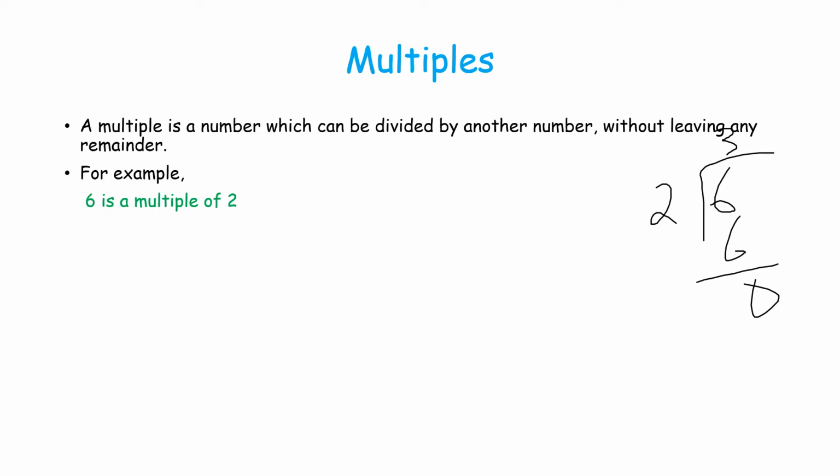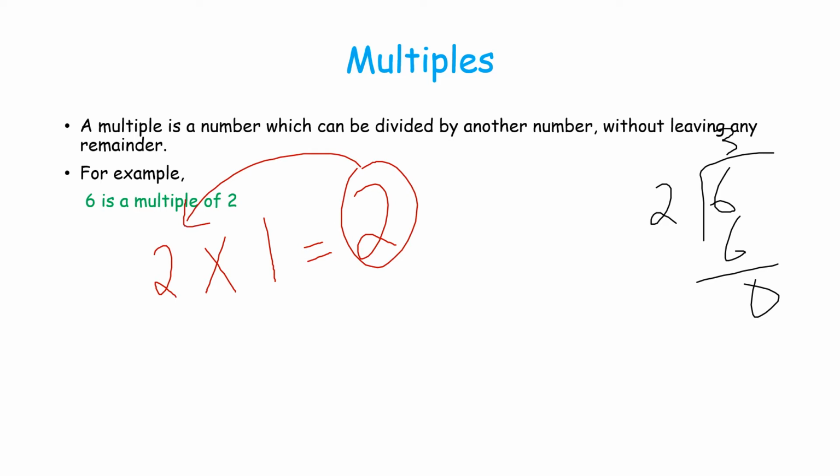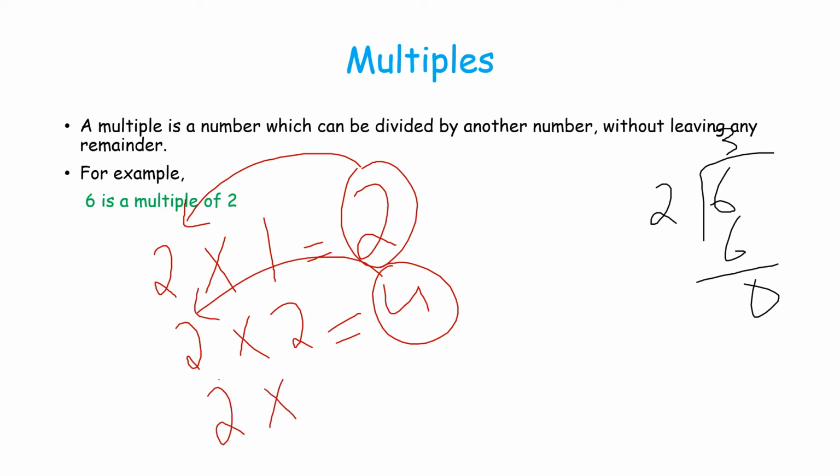When we have to write the multiples of any number, then we simply multiply it with numbers. Like 2 multiplied by 1 is 2, then 2 is a multiple of 2. Then 2 multiplied by 2 is 4, so 4 is a multiple of 2. 2 multiplied by 3 is 6, so 6 is also a multiple of 2. So this is how we get the multiples. We just multiply a given number with different numbers and we can write the multiples.